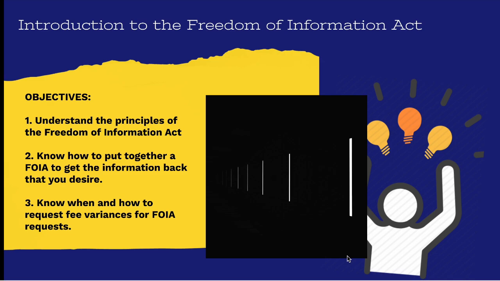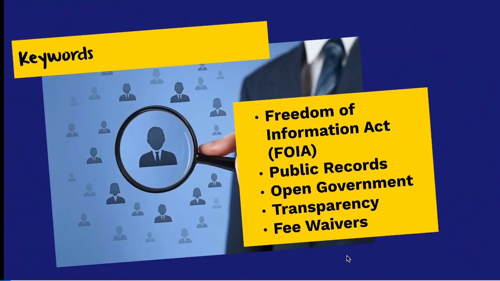The objectives of this module are to understand the principles of the Freedom of Information Act, to know how to put together a FOIA to get the information back that you desire, and to know when and how to request fee variances for FOIA requests. A couple of the key words that we will address today: Freedom of Information Act, public records, open government, transparency, and fee waivers.